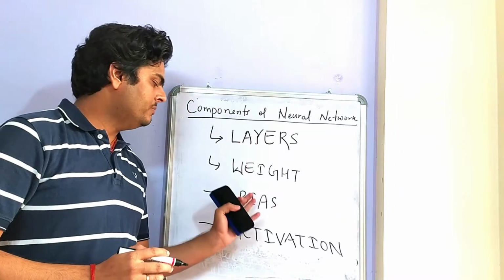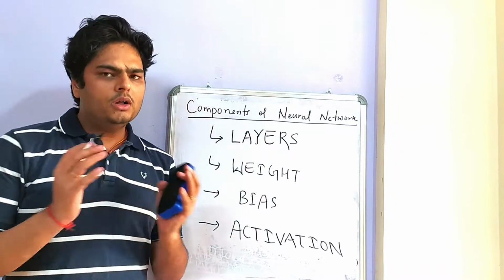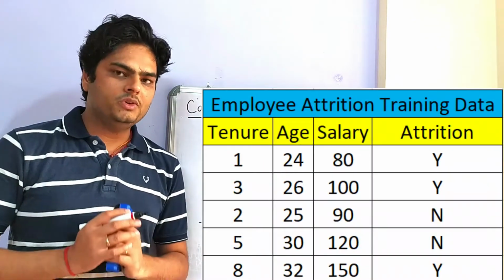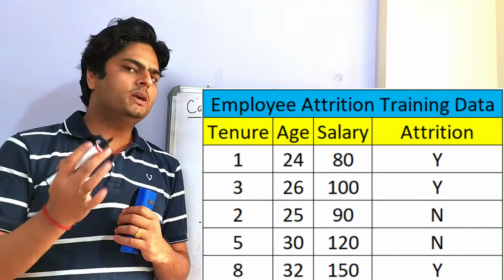Layers, weight, bias, activation. All the major components of a neural network we will try to understand in this video with the help of a simple data.